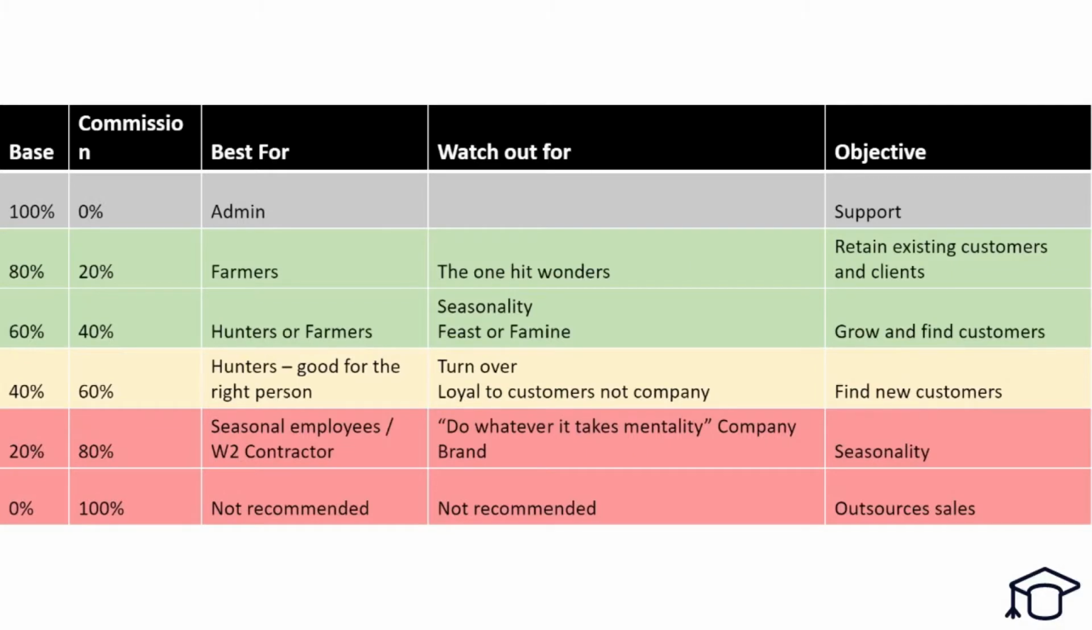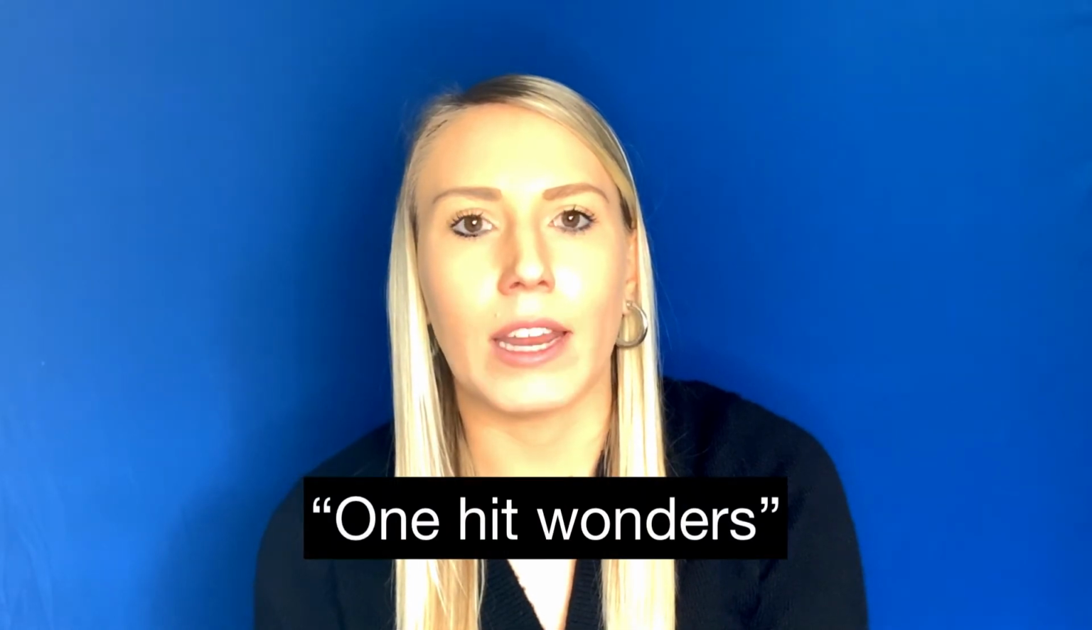The second plan is the 80% base pay and 20% commission. This package is best fit for your farmers. Farmers are those working in large commercial jobs, general contractors, and relationship managers. The thing you need to watch out for with farmers is what we call one-hit wonders. This means they might close a $1 million job and then coast for the rest of the year because they made their money and don't feel the need or drive to do more.